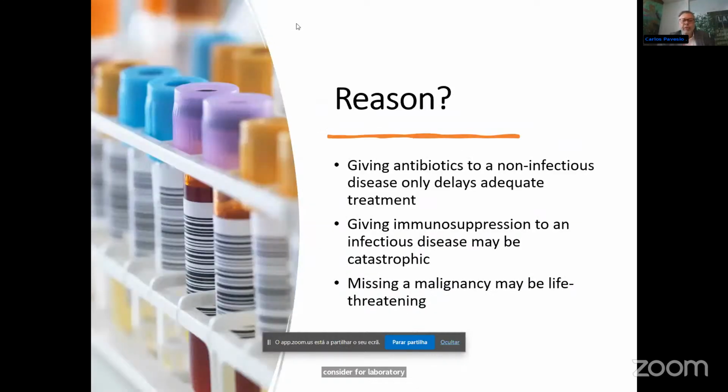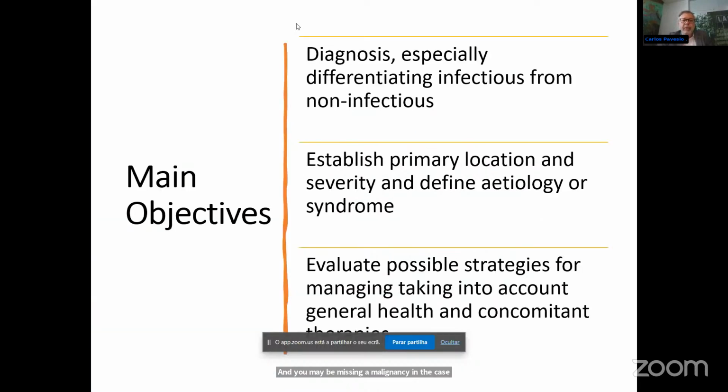Why is that important? Because if you give antibiotics to an infectious process, you delay the adequate treatment. If you give immunosuppression to an infectious disease, you end up with a catastrophic outcome, and you may be missing a malignancy in the case of a masquerade. So the main objective is diagnosing, especially differentiating infections from non-infectious uveitis, establishing the primary location of the process, which we'll talk about later, and how severe it is, and if possible, establishing a syndromic diagnosis for that uveitis, even though etiologically it may not always be possible.